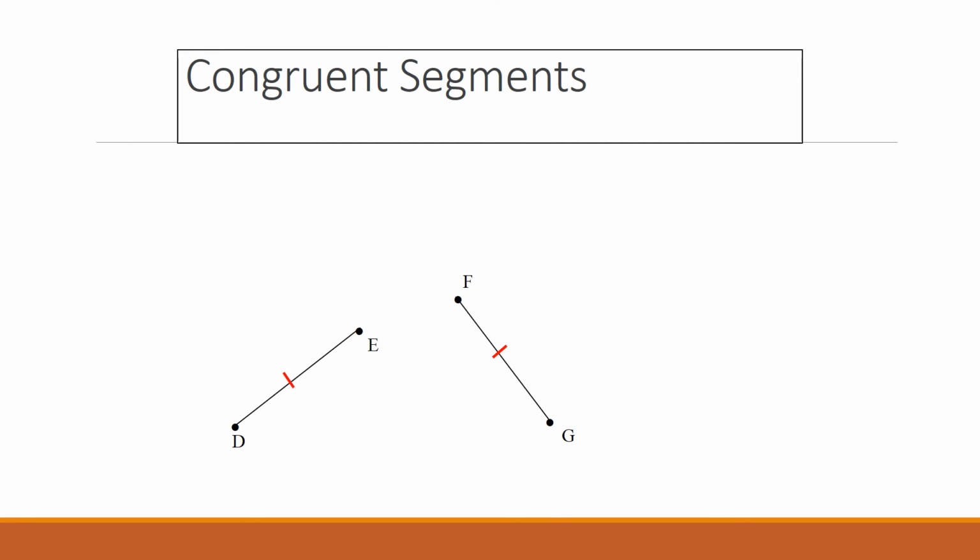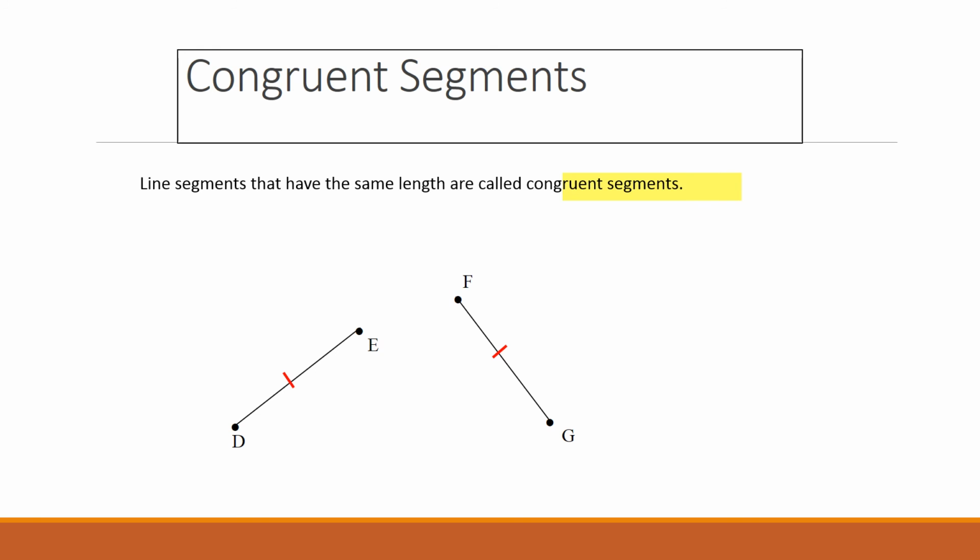Congruent segments. Congruent segments are when they have the same measure. Now, what they use to symbolize congruent segments is tick marks. As long as they have the same amount of tick marks. So notice DE has one single tick mark. FG has a single tick mark. If DE had two, then FG would have to have two if they're congruent. Otherwise, they don't have the same tick marks if they're not. Okay, so that's one way of showing it.